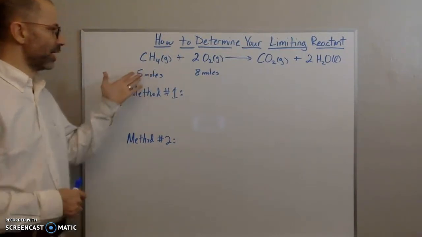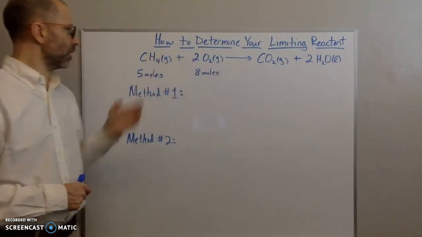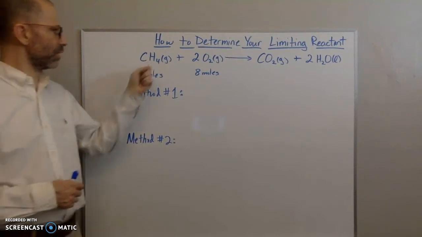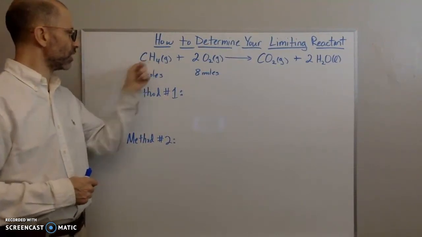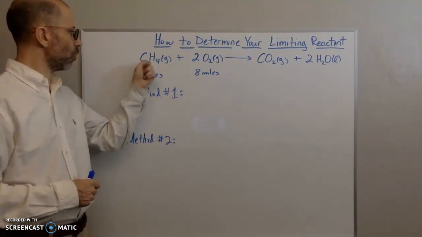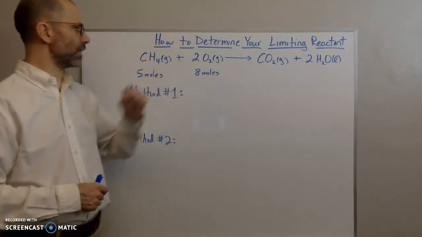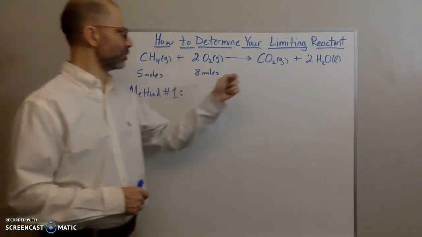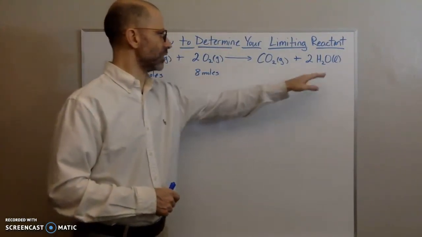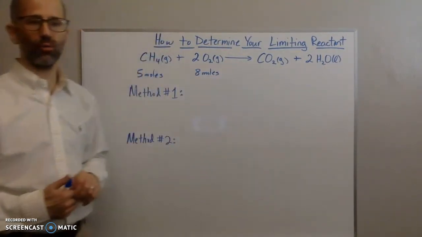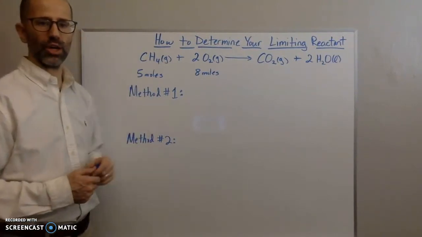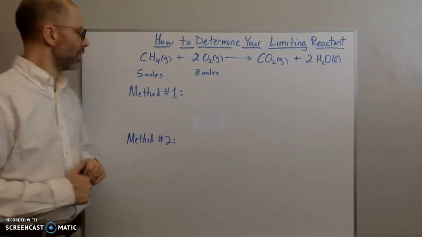Here we have a balanced equation of the combustion of methane. For 1 mole of methane to be burned, you need 2 moles of oxygen, and that's going to produce 1 mole of carbon dioxide and 2 moles of water. And so you're going to get your mole ratio here.